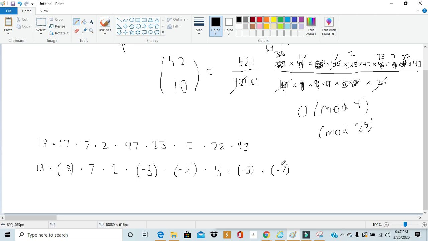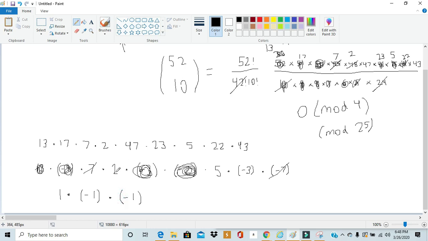So let's look at negative 7 and positive 7. Their product is negative 49, which is 1 greater than negative 50, which is 0 mod 25. So the product of this is going to be 1 mod 25. Negative 8 times negative 3 will give us 24, 1 below 25, so negative 1 mod 25. 13 times negative 2 is negative 26, which is 1 less than negative 25, which is 0 mod 25. So we know that this is negative 1 mod 25.